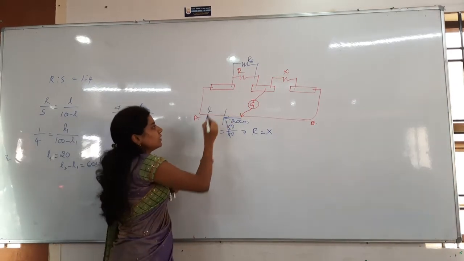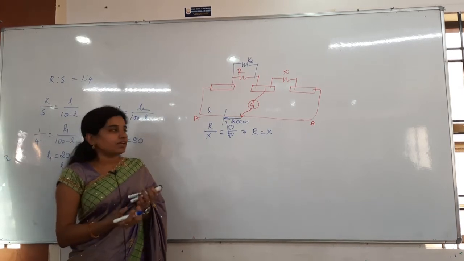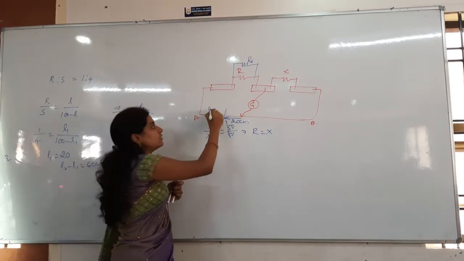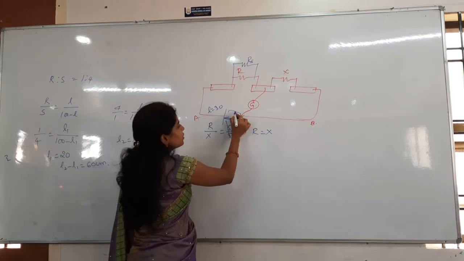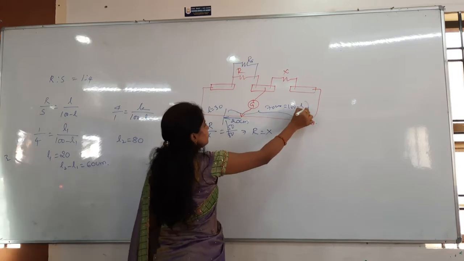Now tell me what is the length here? L is equal to how much? 30, right? Before it was how much? 50. Now it is shifting by 20, so L is equal to 30. Then the remaining length is how much here? 70 centimeters, the 100 minus L value.